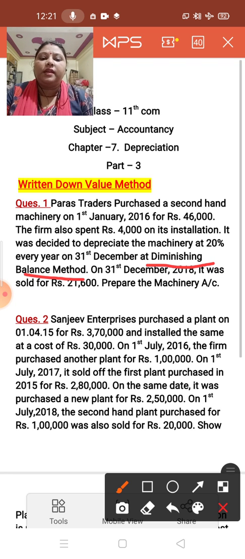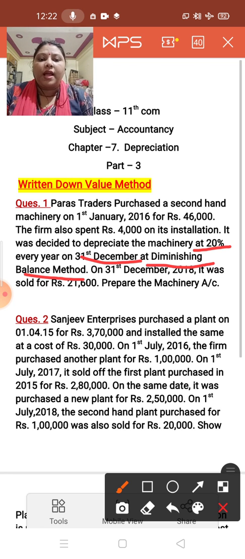Now the second thing is you have to see the closing date. The closing date given here is 31st December, every year. It means you have to close the account, or charge the depreciation, every year on 31st December. Now the third thing you have to see is the percentage, that is, how much percent you have to charge the depreciation. The depreciation percentage is 20%. Now all three things are done.